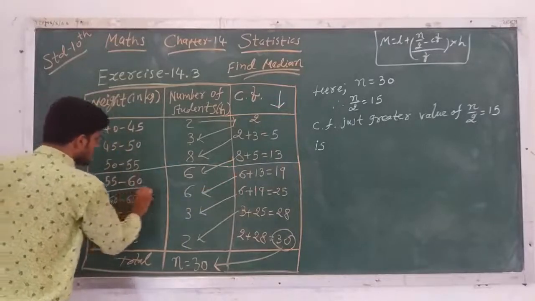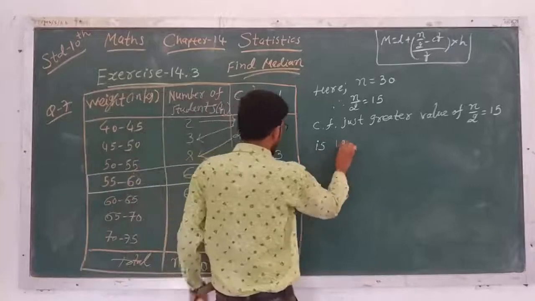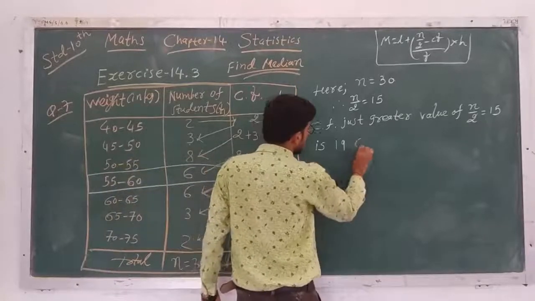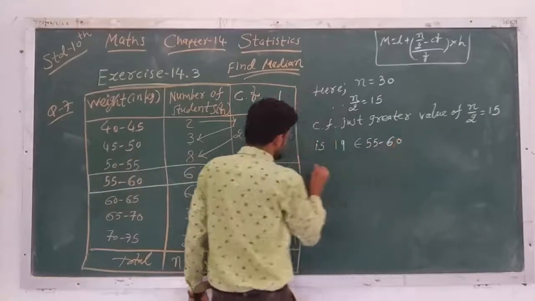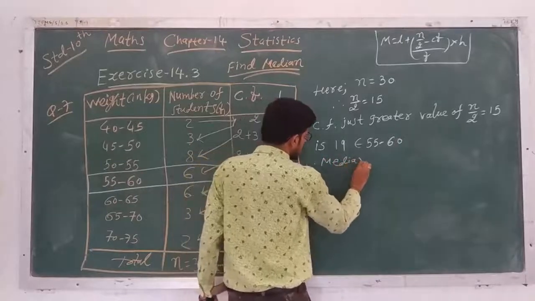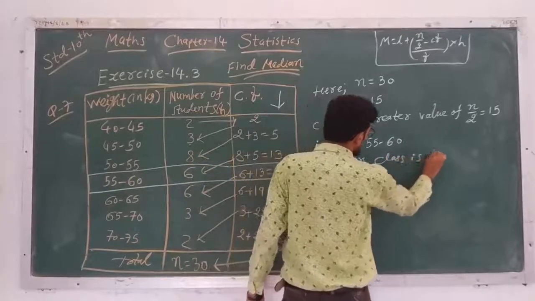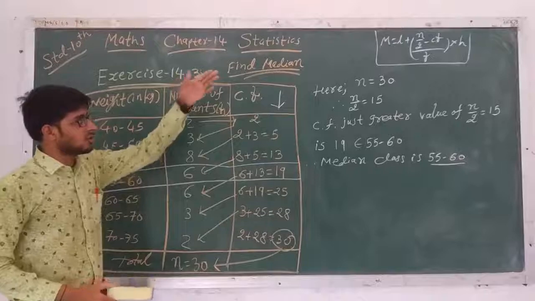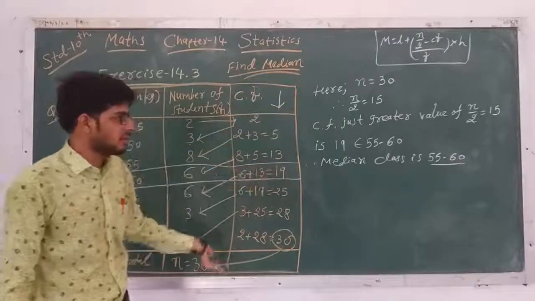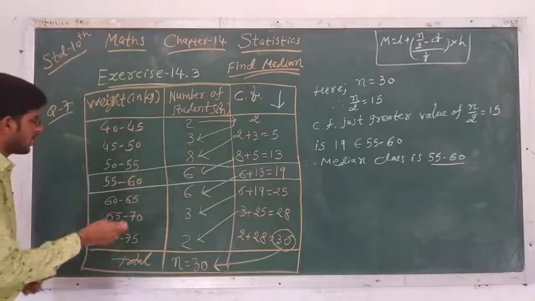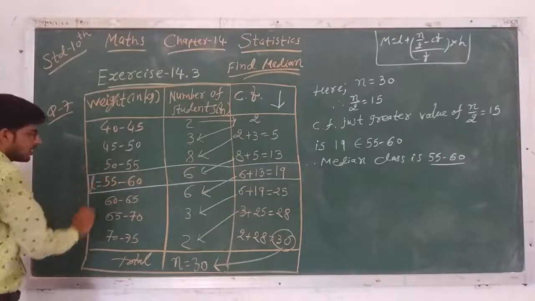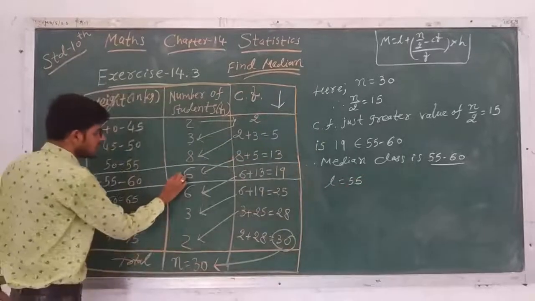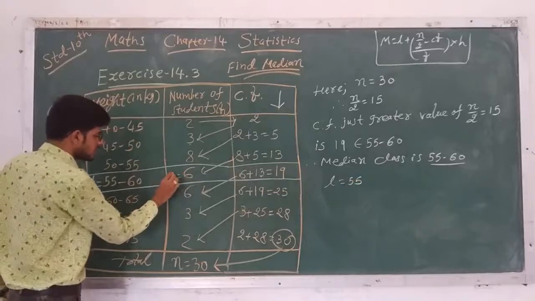This 19 belongs to 55 to 60. Therefore the median class is 55 to 60. Okay. Now we have to find out the values of L, CF, f and h easily from the median class. We know that the lower limit of the median class is called L. So L is equal to 55. The frequency of the median class is 6. So f is equal to 6.